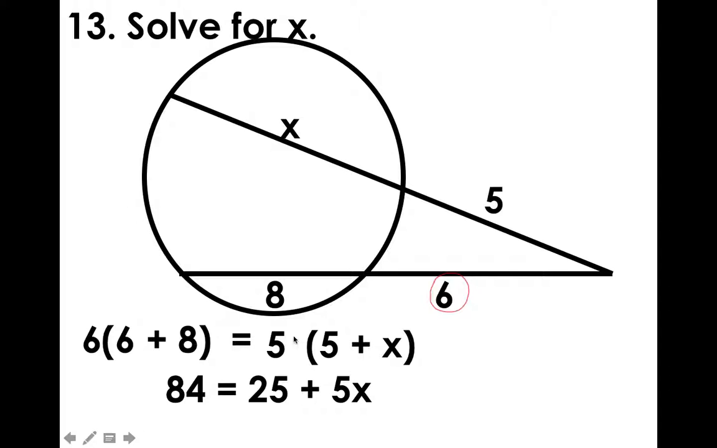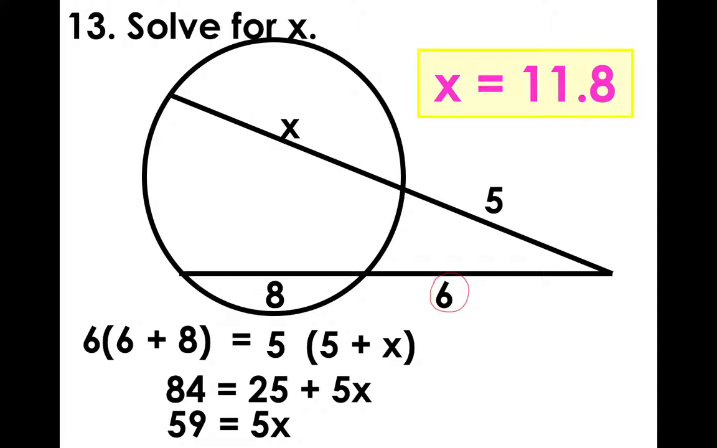But over here, I have to use the distributive property. And the distributive property says that I get 25 plus 5x. Now right here, I subtract 25 from both sides and I get 59 is equal to 5x. And when I plug that into my calculator, or when I solve that, I end up getting 11.8.